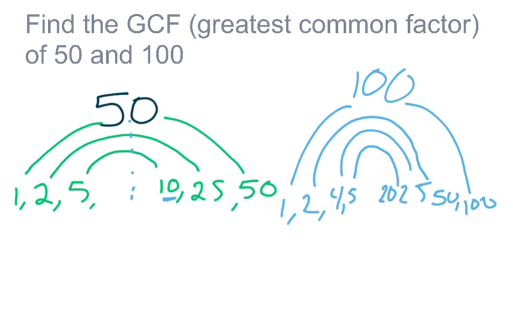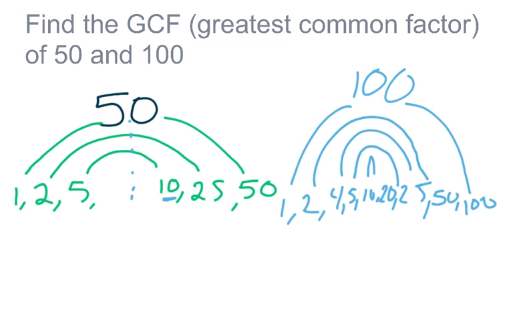6 times anything? No. 7 times anything? No. 8? No. 9? No. 10? Yeah, 10 times 10. Remember, I'm only going to write 10 once. I can connect it, but you shouldn't be writing the same number over and over again because those aren't distinct factors. Okay, so now I have my lists.